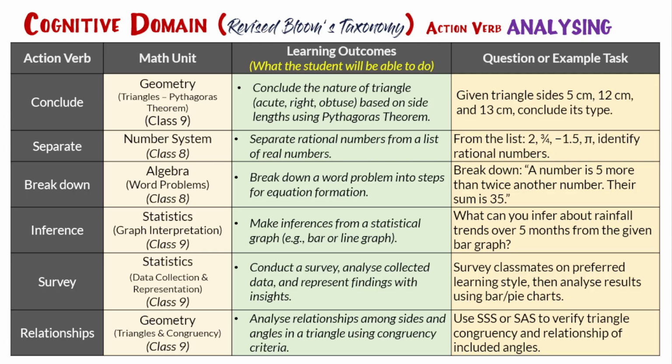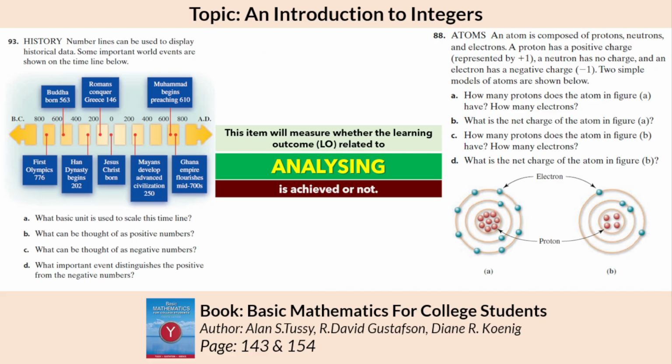Suppose I am teaching word problems for class 8 students. Here I can choose the learning outcome as: the student will be able to break down a word problem into steps for equation formation. Here I can ask the student: break down a number is 5 more than twice another number. Their sum is 35. So these are some of the problems from the exercise of an introduction to integers. These items will measure whether the learning outcome related to analyzing is achieved or not.